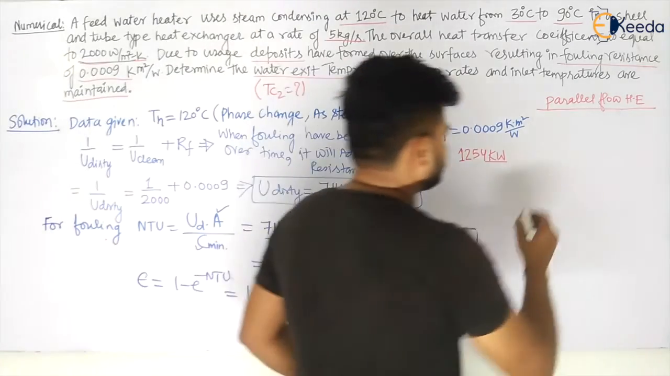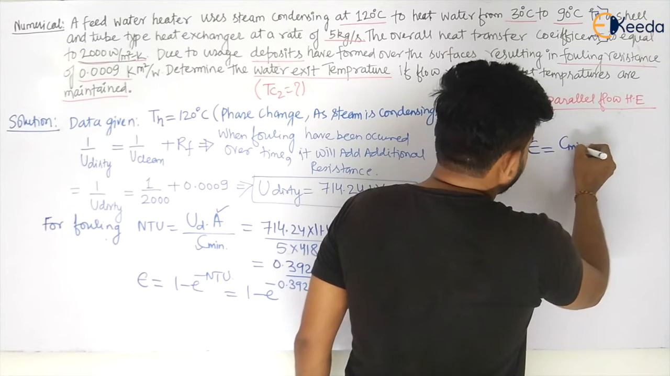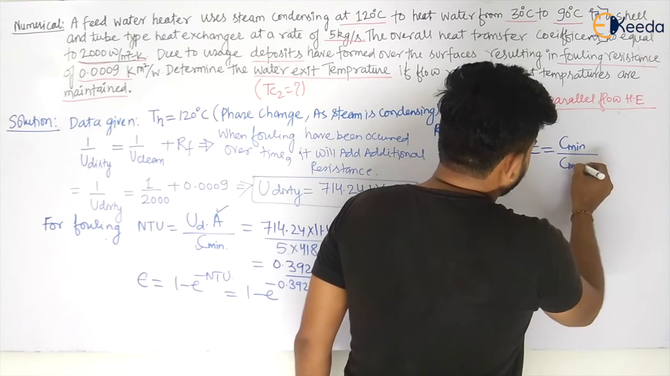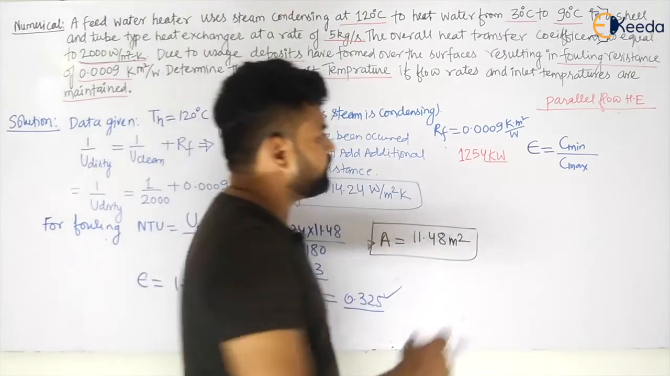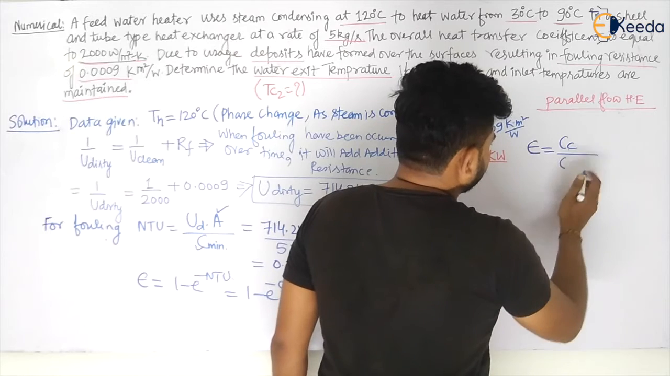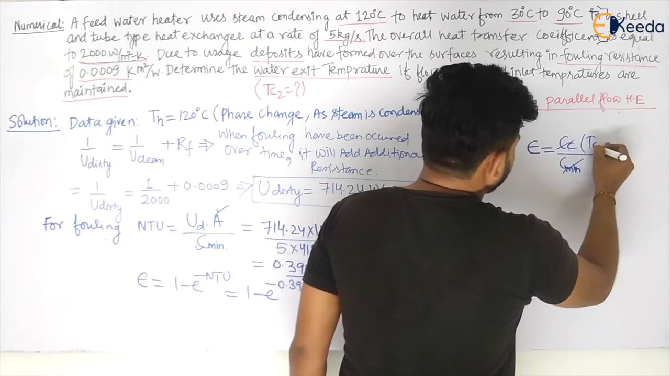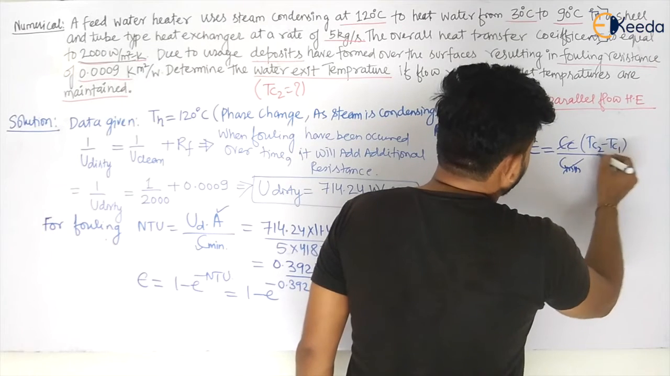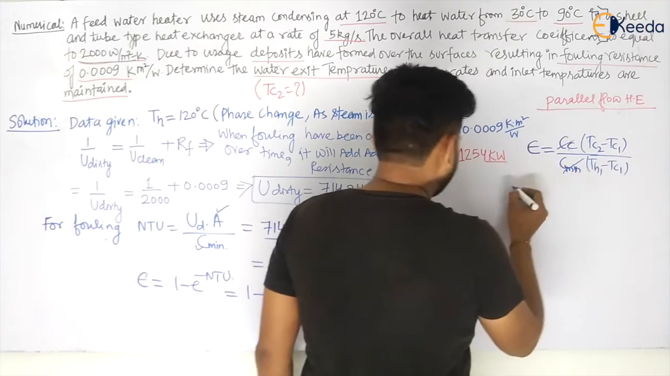You know the effectiveness now. So E is equal to nothing but C minimum and C maximum, which for water only is C minimum. Sorry, this will be CC, my dear students, for the cold fluid, and this will be C minimum. As both are the same, they will cancel. This will be TC2 minus TC1, my dear students, divided by TH1 minus TC1. Yes or no? So we know the effectiveness now.